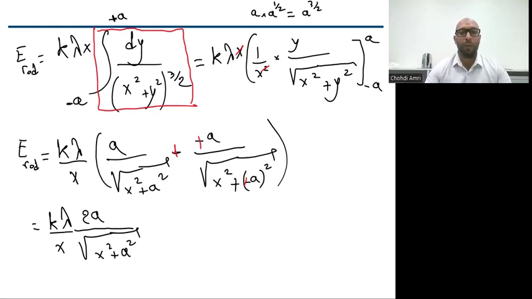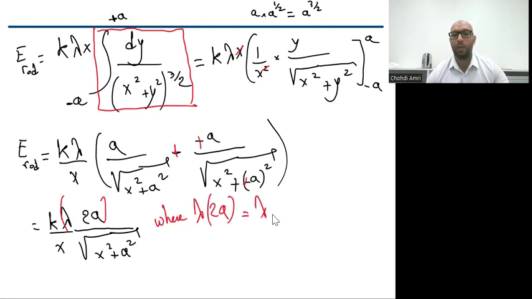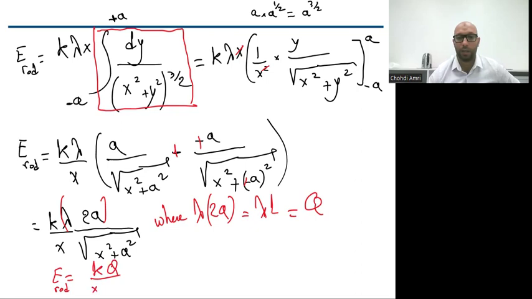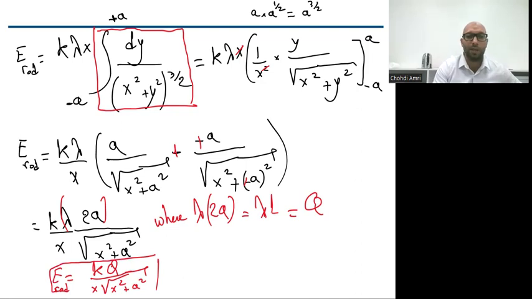What do you think about this quantity, lambda times 2a? It equals lambda multiplied by the length of the rod. And what about the charge density multiplied by the length? It's Q. So our electric field produced by this rod at the point P along the x-axis will be kQ over x times the square root of x squared plus a squared. And this is the expression of the electric field. Let me discuss some special cases.